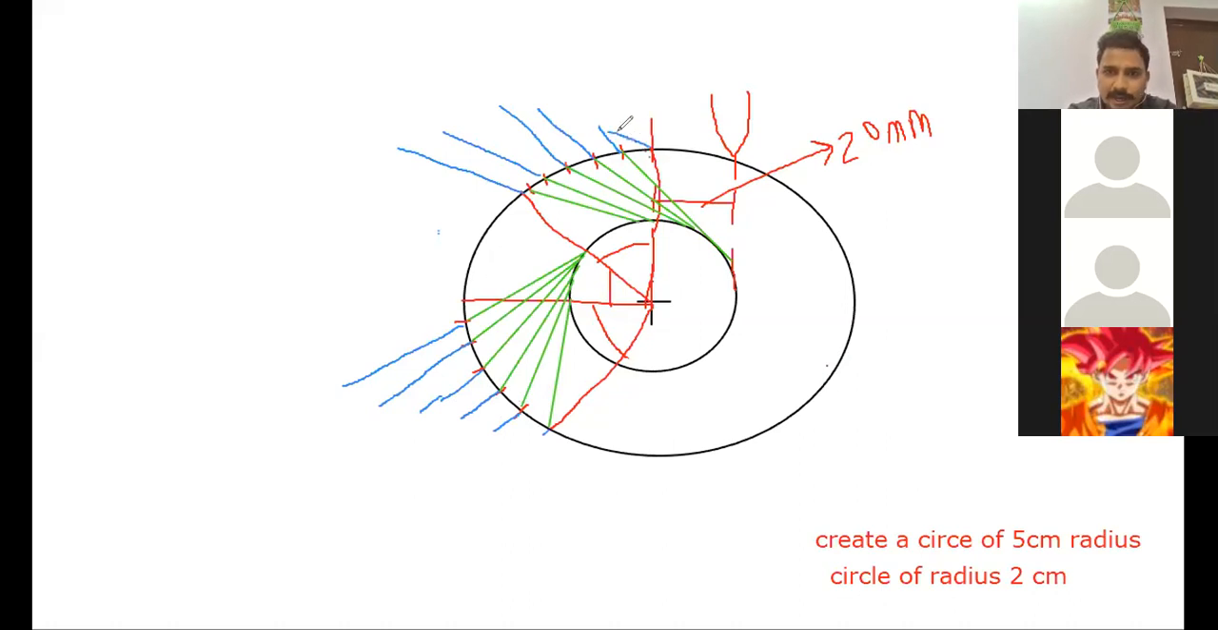So we'll take a different color now. Pink only will take, sir. Pink only will take. Good.